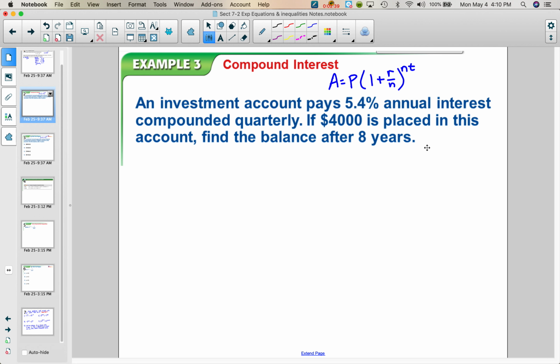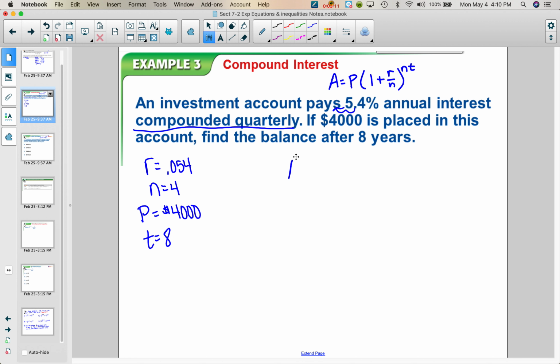So here's an example. An investment account pays 5.4% annual interest. So right away I'm going to write down R equals 0.054 because you have to move the decimal point 2 places to the left when you change it to a decimal value. It's compounded quarterly. Good thing I thought of that one because that tells me then that N equals 4. $4,000 is placed in the account. That's the principal. And I want to find the balance after 8 years, so T is 8.